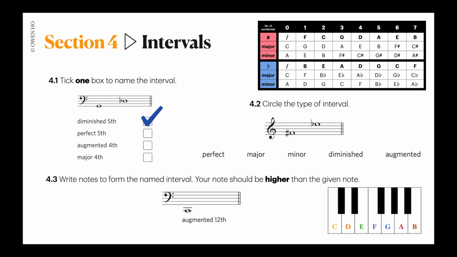In the second question, we have an F sharp in the bass and an E flat at the top. First, we need to figure out the interval number. Which degree is the note E flat in the key of F sharp major? Well, we can simply do that by counting the letter names. So if F is 1, G is 2, then A will be the third, B is the fourth, C is the fifth, D is the sixth, and E is the seventh. So F sharp and E flat is the interval of a seventh.